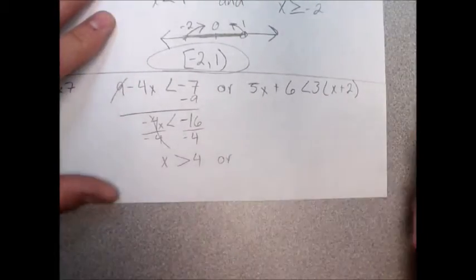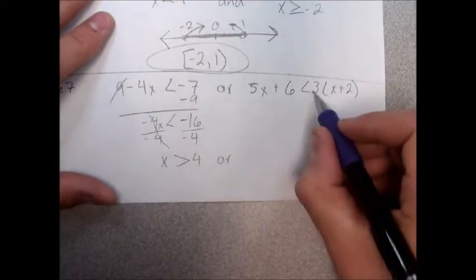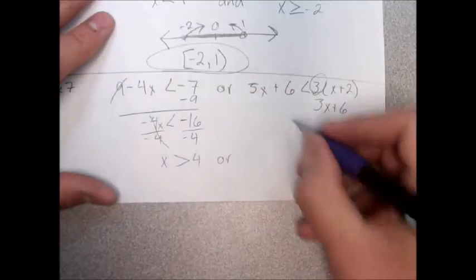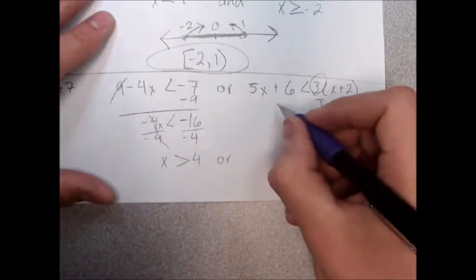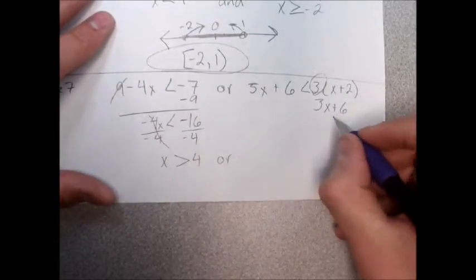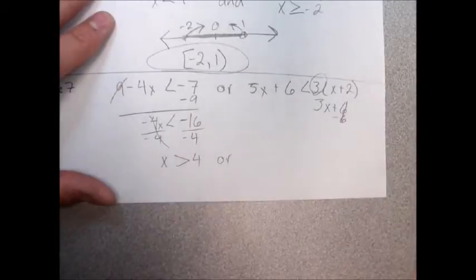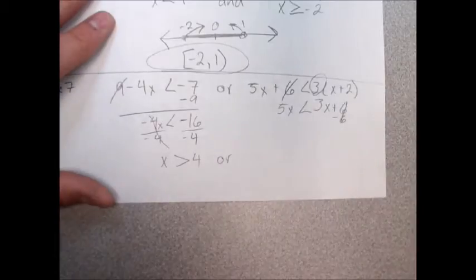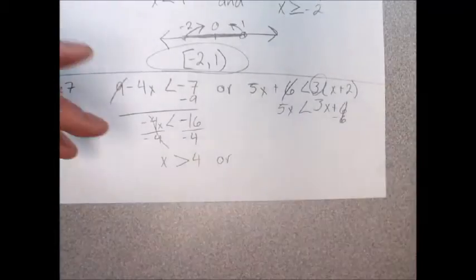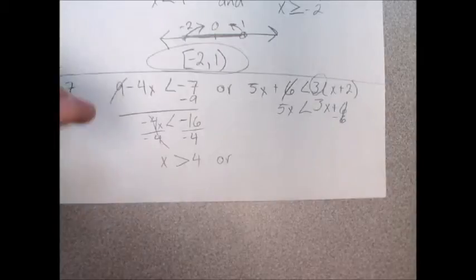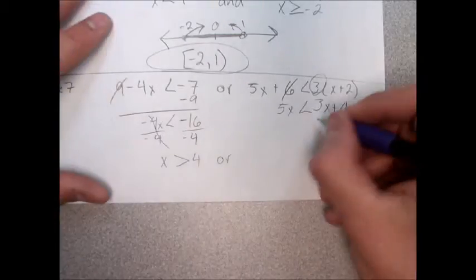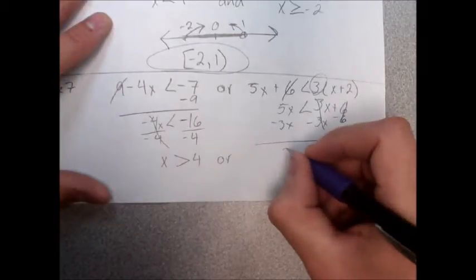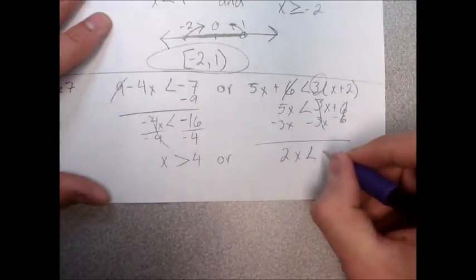Or, now I need to solve this one. I need to distribute this 3 out first, so I'm going to get 3x plus 6. Now I can start working, right? So I would subtract 6 from both sides. That goes away, so I have 5x. Now I can either decide that there's already an answer for this, or continue on down the road and subtract 3x from both sides. And I would get 2x being less than 0.